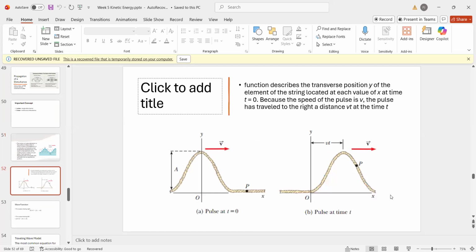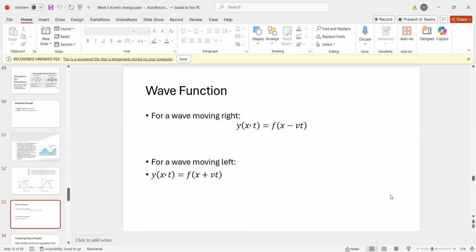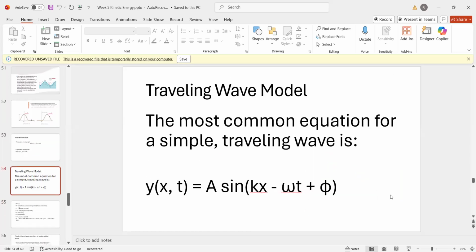So our time is almost up, especially the wave equation that we use.